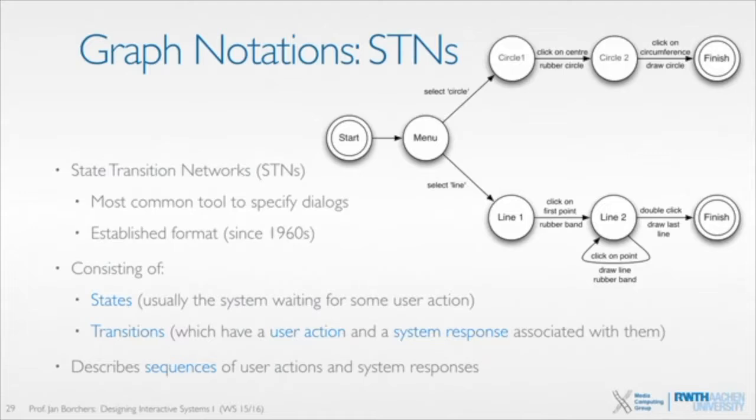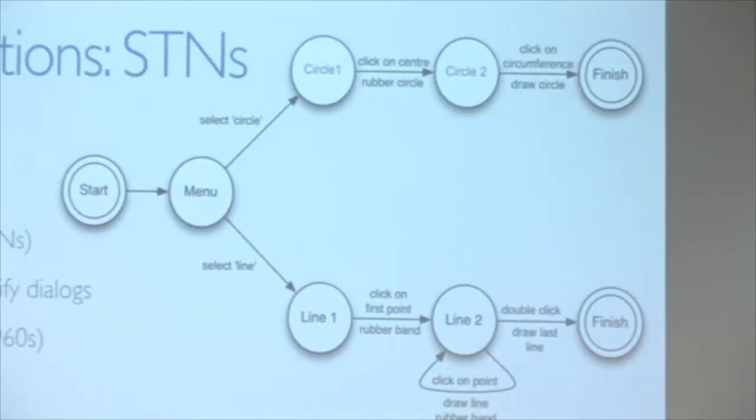around since the 1960s. We see an example here that shows that these things consist of states, which are usually the moments or the periods of time where the system is waiting for some user action. And the transitions, the arcs between states, are triggered by a user action usually, like selecting something or clicking something, and a system response that is associated with that, like drawing a circle or something. So this nicely describes a sequence of user actions and system responses.